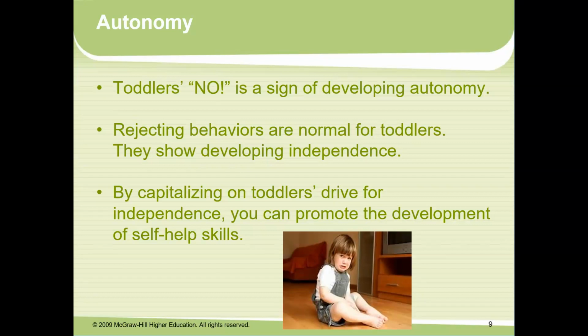And I just kind of stepped aside, and at that point with my third child, I'm like, whatever gets you out the door, little girl, do what you need to do. And that encouragement of being autonomous helps children progress to the next stage of taking initiative, right? Rejecting behaviors are typical of toddlers when they protest. That's just a sign of developing independence. And by capitalizing on your child's drive for autonomy, you can promote the development of self-help skills.